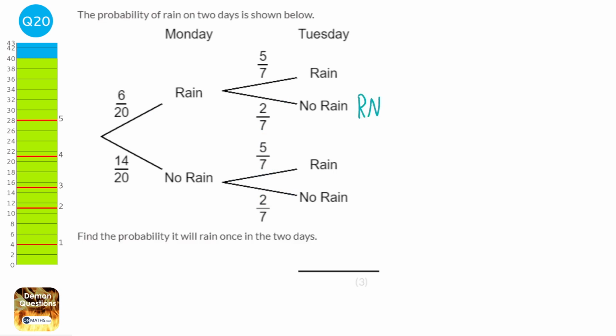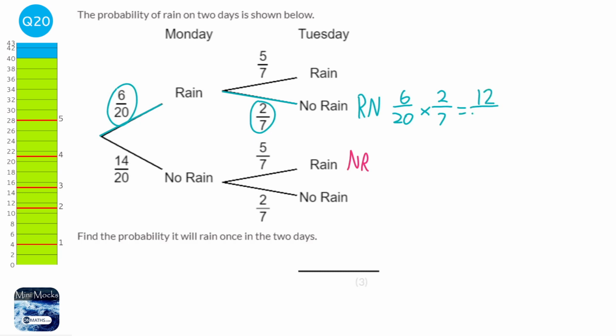So there are 2 outcomes that it will rain once in the next 2 days, and that will be rain and not rain, and not rain and rain. So to work out the probability it will rain on Monday and then not rain on Tuesday, what you're going to do is just multiply 6 over 20 by the 2 over 7. So 6 over 20 times 2 over 7. And that will give us 12 over 140.